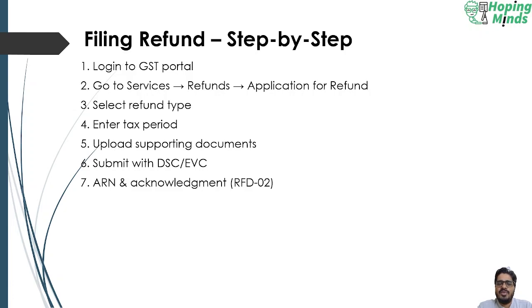Then data from GSTR 1 and GSTR 3B will auto populate in there. Then finally we have to submit the application RFD 01 using DSC or EBC, and finally an acknowledgement will be generated in RFD 02.